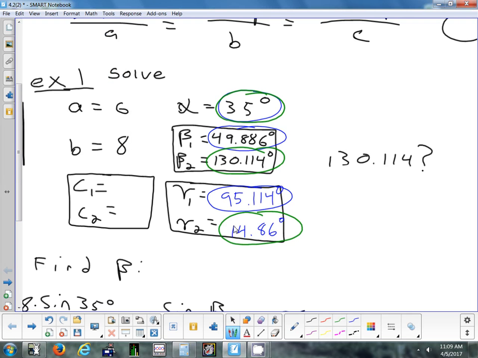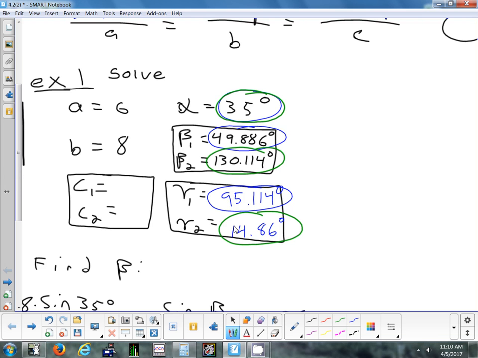Okay, so now we have all of our angles. The last thing we have to find is C1 and C2. Which row am I going to use to find C1, and I'm going to use it again to find C2? The first row? Yeah. We're going to use the first row because it was given, and we know it's correct. And it's in both triangles.